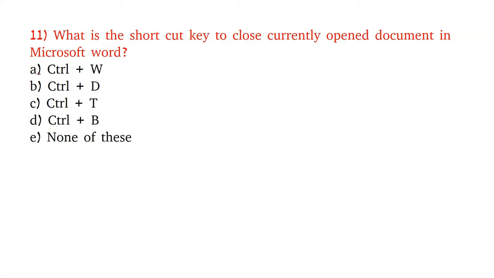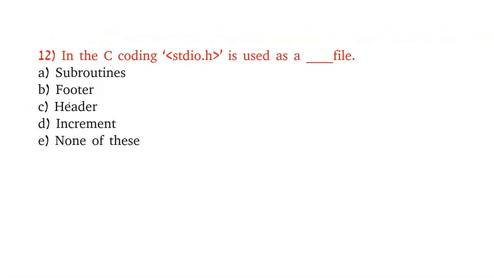11th question. What is the shortcut key to close currently open document in Microsoft Word? शायद ये बहुत आसान है. A. Control plus W, B. Control plus D, C. Control plus T, D. Control plus B, E. None of these. The right answer is A. Control plus W. चलते 12th question की ओर.